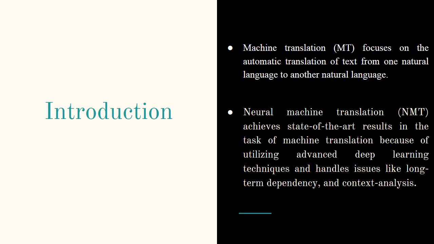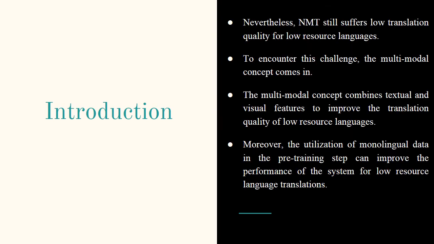Machine translation mainly focuses on the automatic translation of text from one language to another language. Neural machine translation is one of the widely accepted, state-of-the-art approaches in the machine translation community that uses advanced deep learning techniques and handles issues like long-term dependency and contextual analysis. But NMT still suffers translation problems for low resource language pair translation.